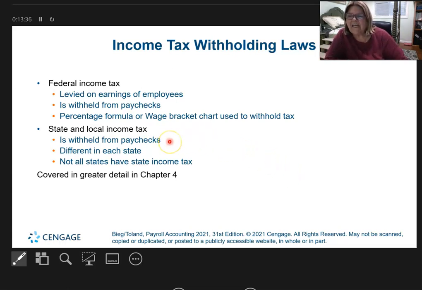State and local is the same thing, except each state is different because each state has different taxes. There are some states that have no income tax at all. So this is called FIT and SIT.